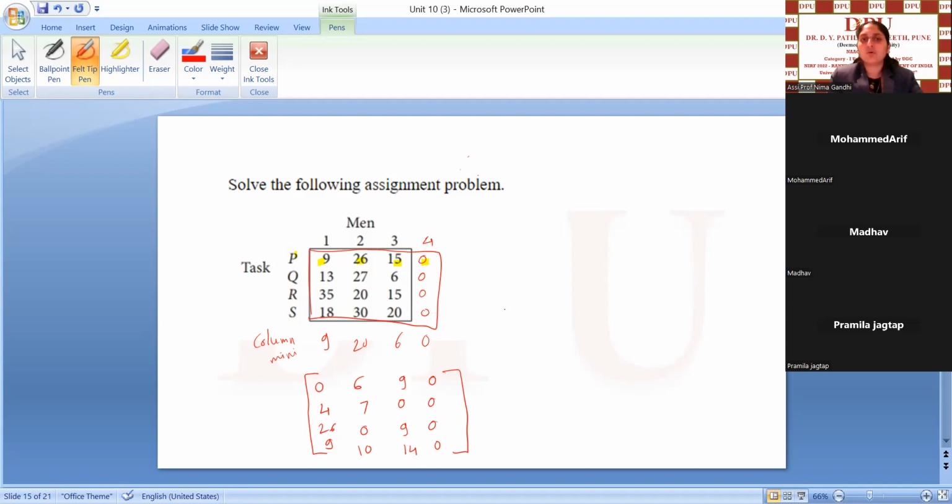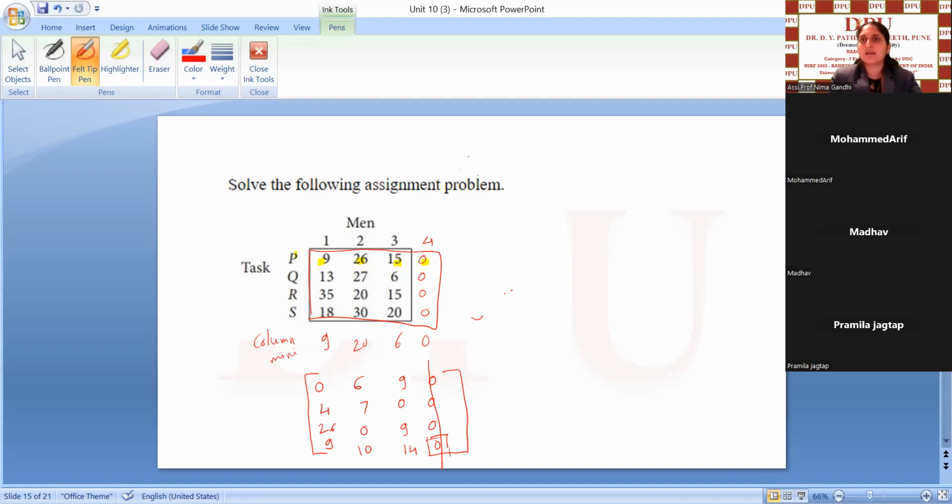9, 10, 14, 0. So now this is the row with a single zero. So what you are doing is making the assignment at that zero in the row with the single zero. Here you are doing the assignment, and you have checked row by row, right? So you are deleting the column. When you are checking row by row, you are deleting the column in this method. And when you are checking column by column, you are deleting the row. So now we are done with the rows, right? We have checked all the rows.